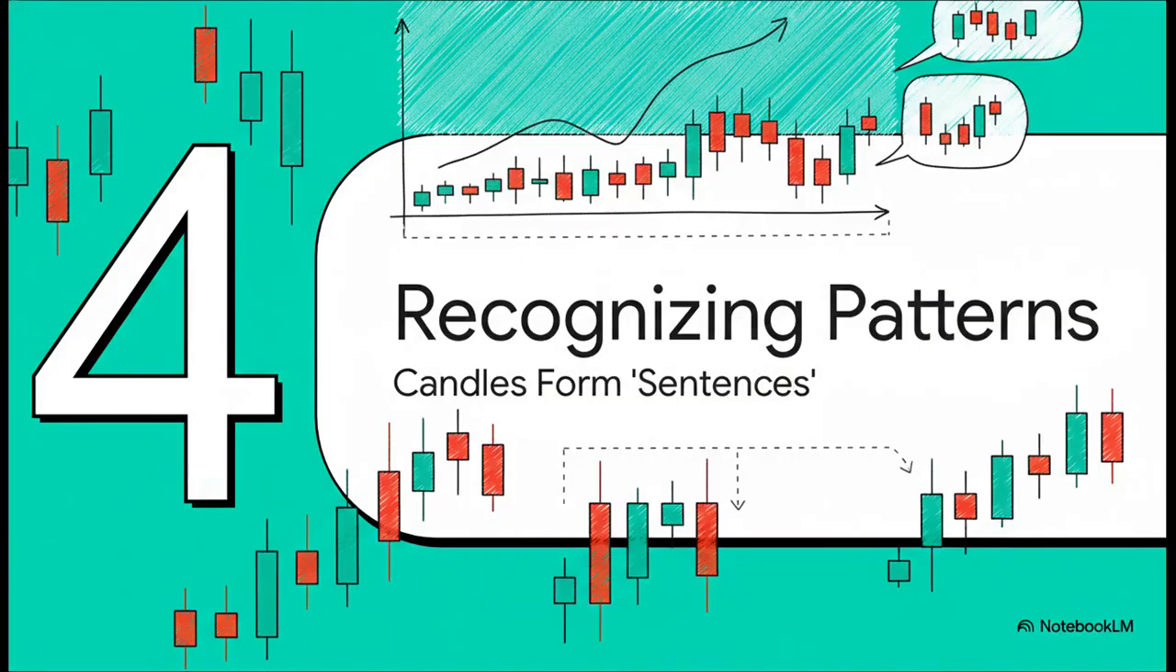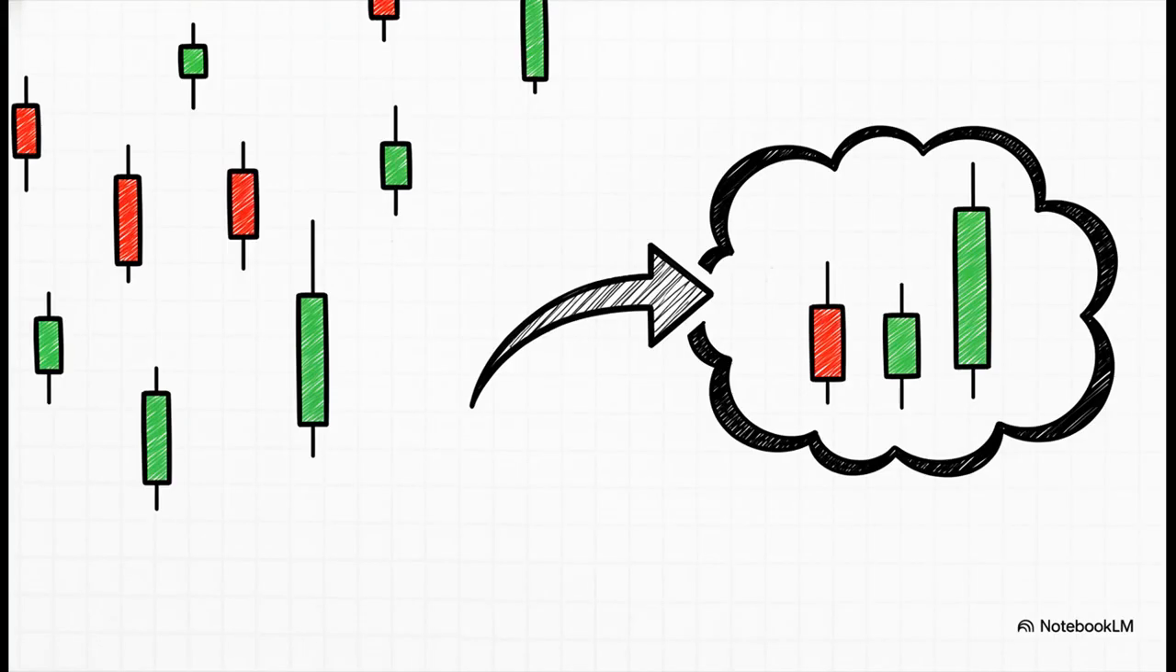Okay, so we've mastered the letters and the words. Now it's time to start reading sentences. And this is where it gets really, really interesting, because individual candlesticks start to group together to form patterns that can give us hints about what the market might do next. Let's just stick with this language metaphor for a second. If a single candle is a letter, then a pattern of 2 or 3 candles is like a word, or maybe even a short sentence. These patterns give us crucial context, and they often signal a potential change in direction or confirm that the current trend is still going strong.